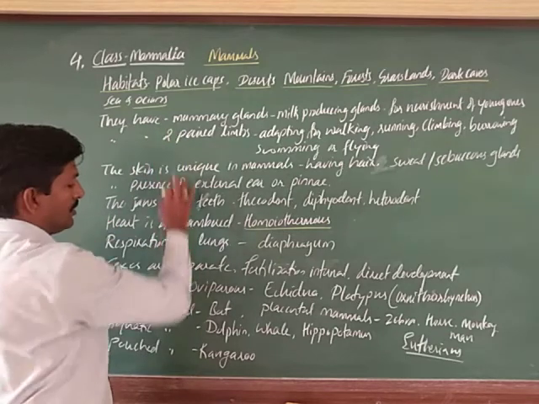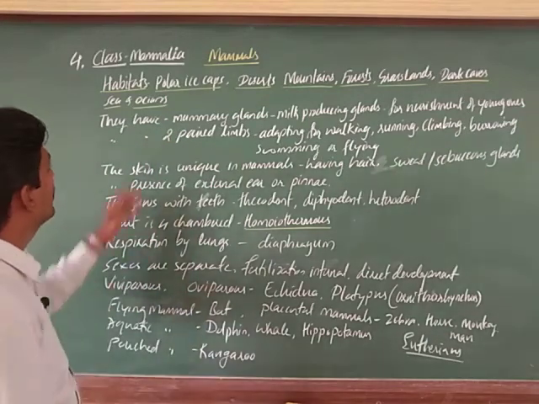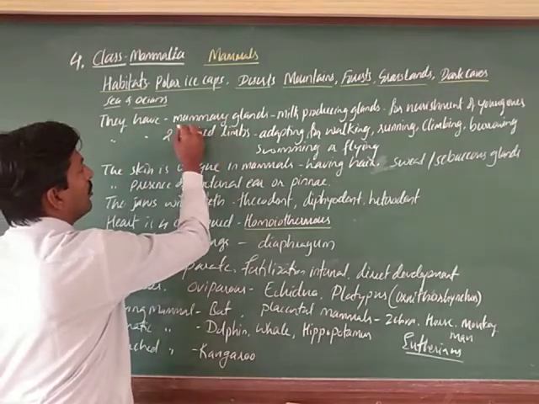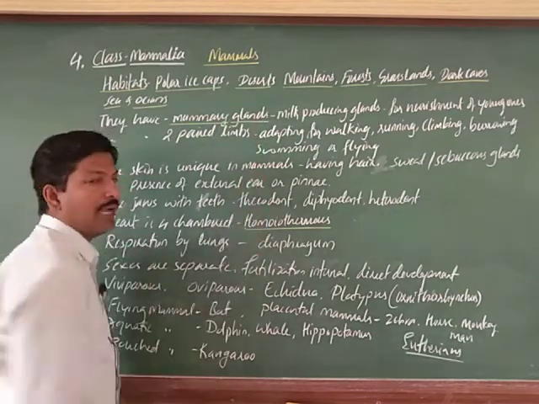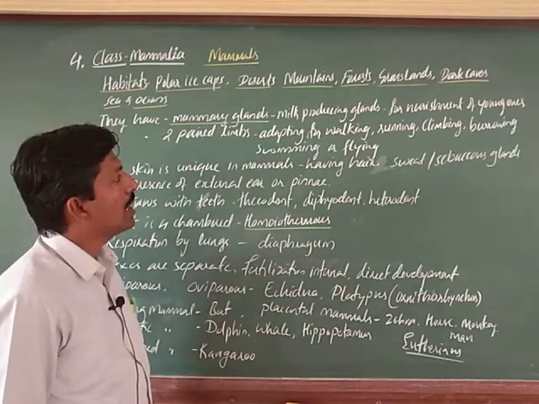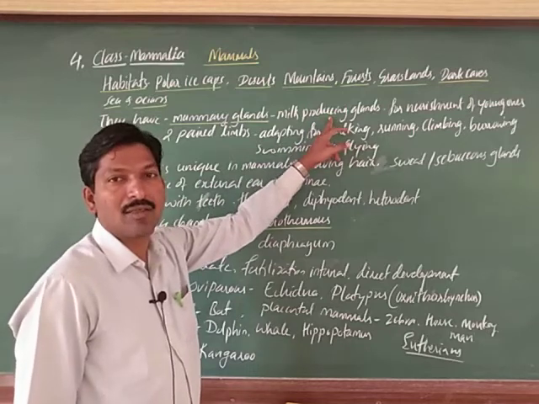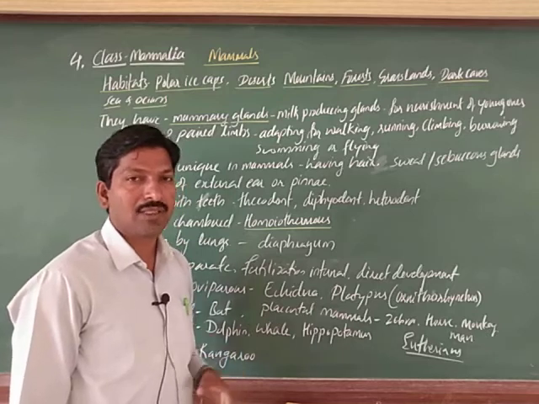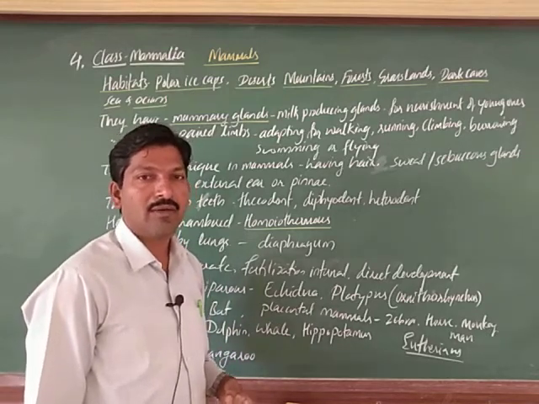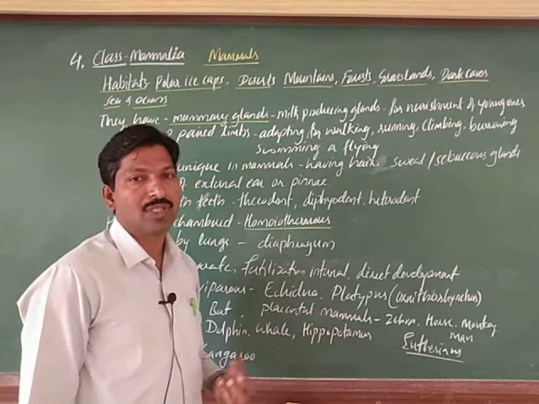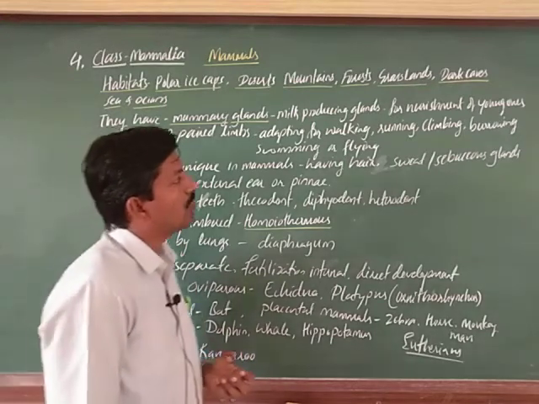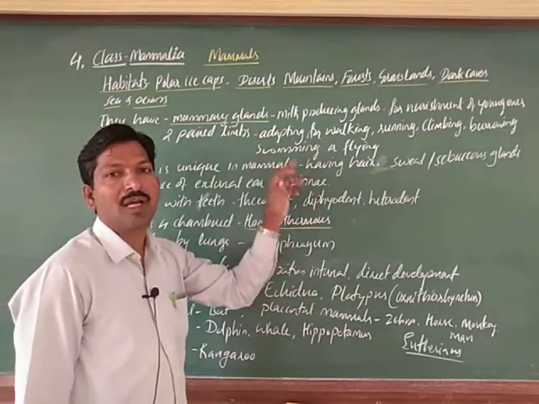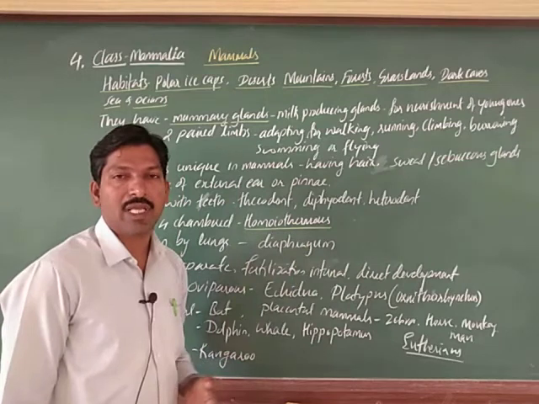let us discuss the general features now. They have mammary glands. They are called milk producing glands, with which they can feed the young ones, because they are viviparous. They give birth to the young ones, who immediately need nutrition. So, for the nourishment of the young ones there is a requirement of mammary glands which can produce milk after giving birth.